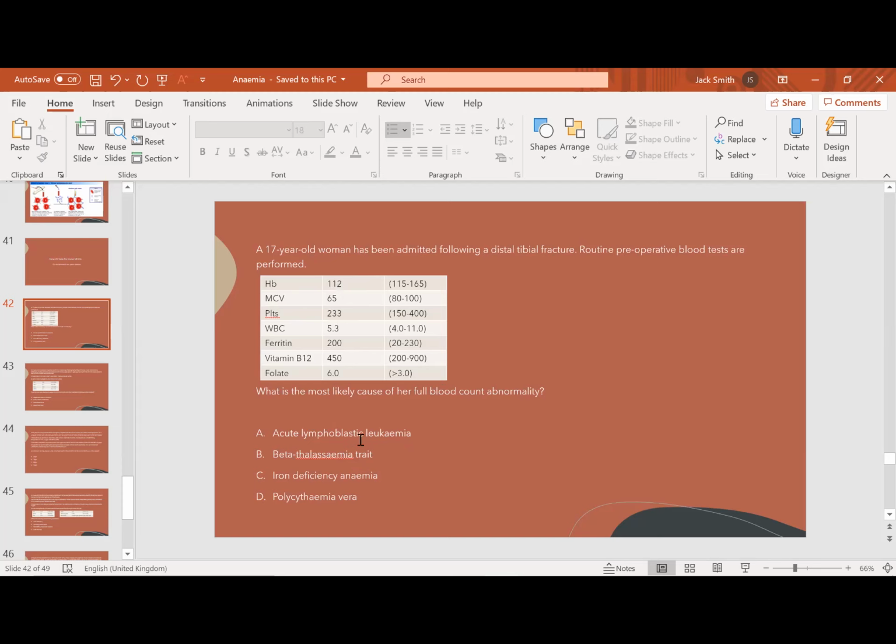You're concerned about whether this man needs a red cell transfusion. According to NICE guidelines, what hemoglobin threshold would prompt a transfusion for this man? So if you saw that his HB was less than one of these answers, which of these levels would prompt you to transfuse him?